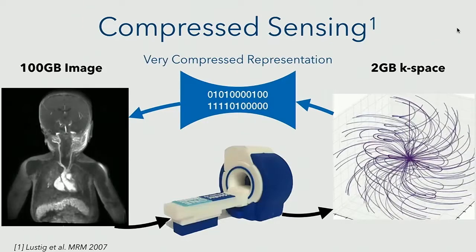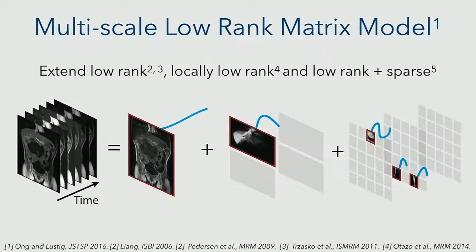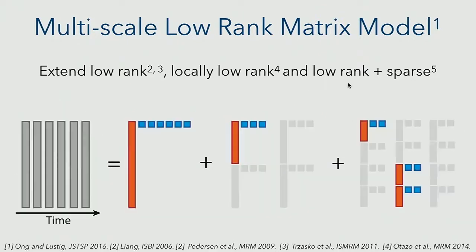And so in this work, we consider the multi-scale low-rank matrix model. At a high level, this model represents the spatial temporal image as a sum of dynamics of multiple scales. And just pictorially, you can see that it extends low rank, locally low rank, and low rank plus sparse.